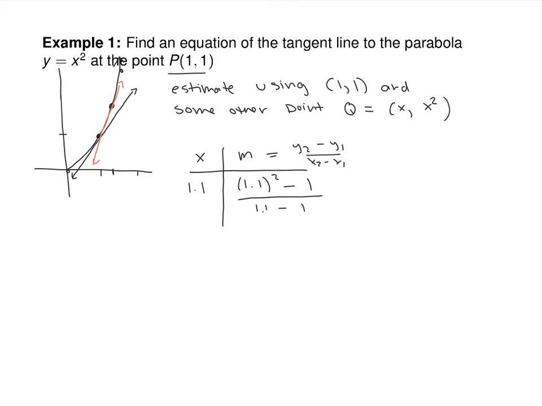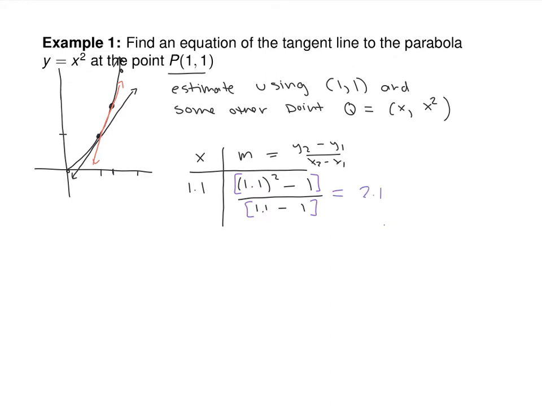Does that make sense as an idea? One point that we have is always going to be (1, 1). That's the point we care about the tangent line at. The other point is the x and y coordinate of the nearby point. The nearby point's x is 1.1, its y is 1.1 squared. If you put that in a calculator, where do you need parentheses? There and there. So that gives you about 2.1.